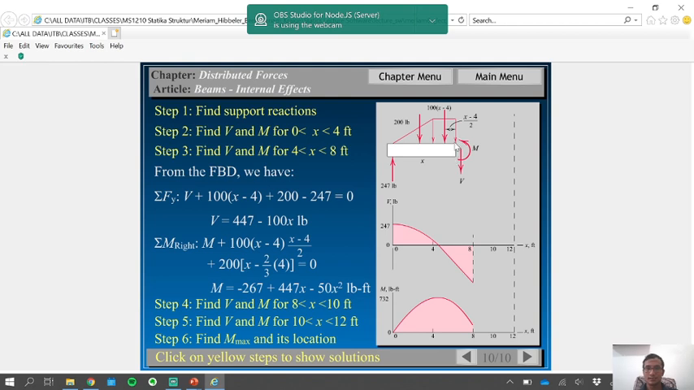Now we cut it between 4 to 8. The concentrated force is supposed to be exactly in the middle. And for this one, because it's already finished, it's supposed to be represented by the area under the triangle. So this one is 100, the distance is 4. So 100 multiplied by 4 is 400, divided by 2 is 200, and we put it at 2/3 from the left.